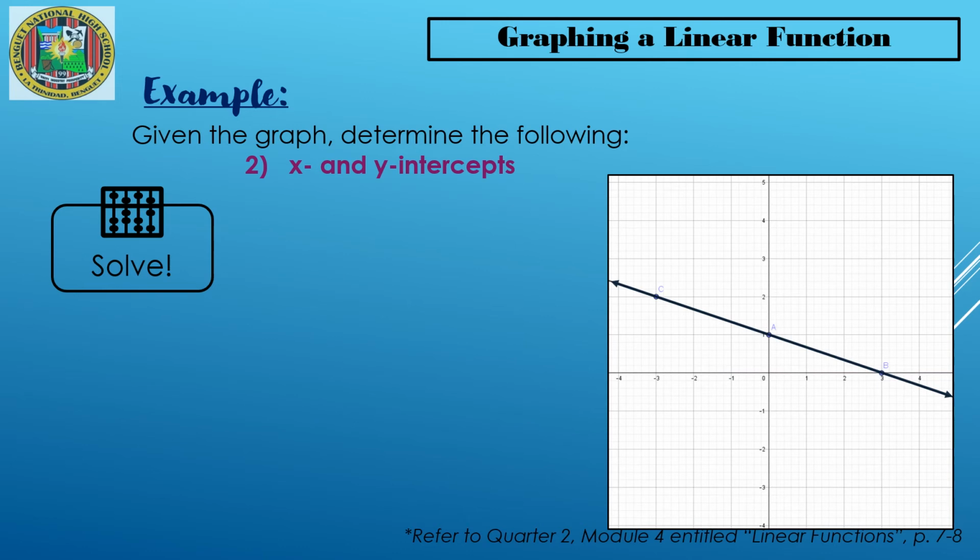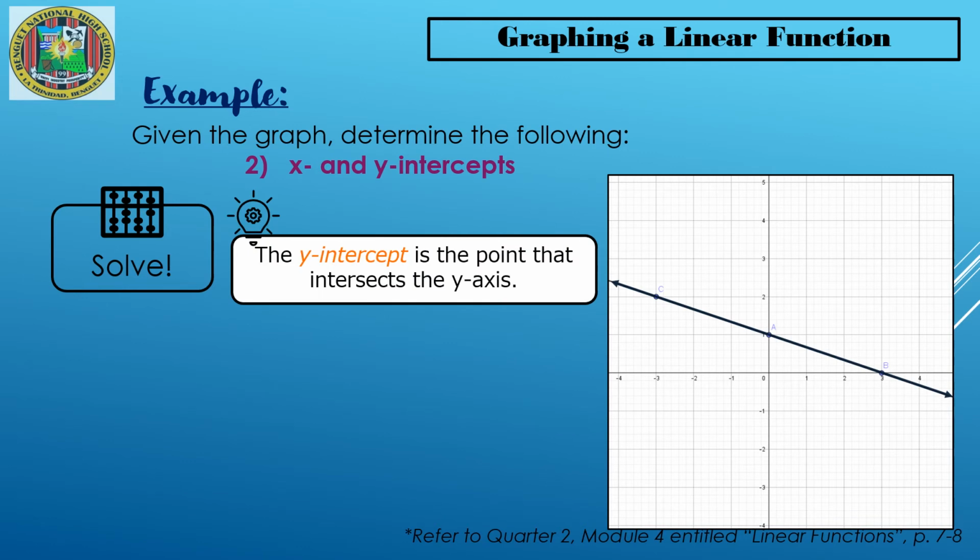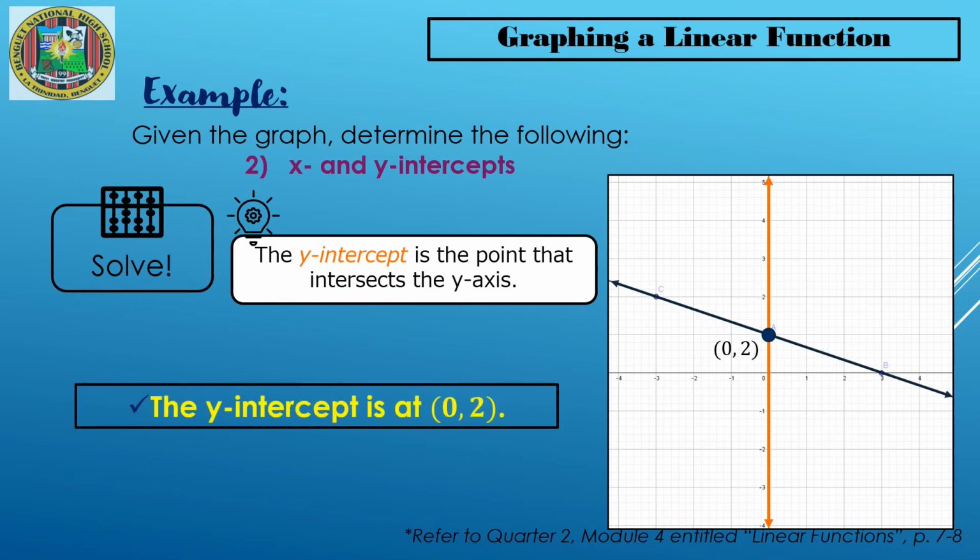To identify the y-intercept, we identify the point on the graph where it intersects the y-axis. We see that the graph intersects the y-axis at point (0, 2), which means the y-intercept is at (0, 2).